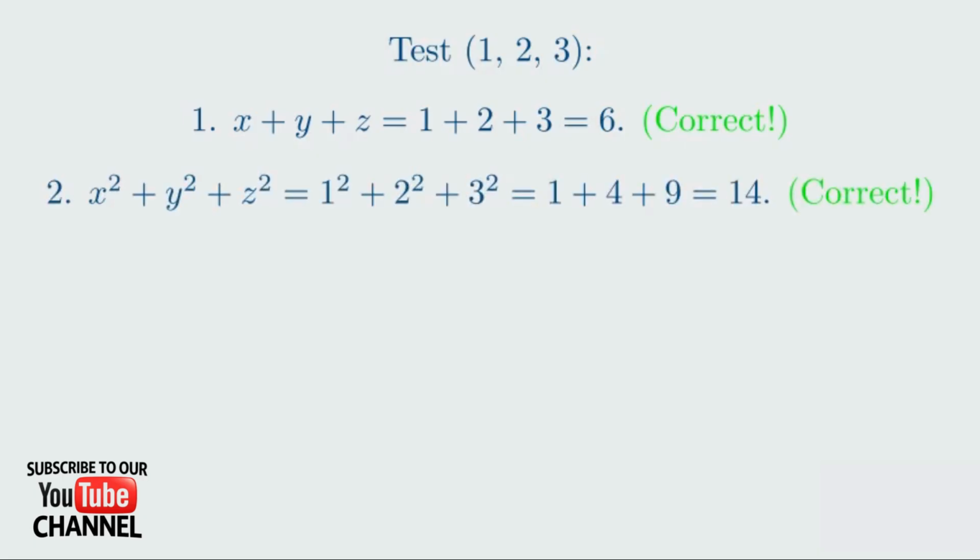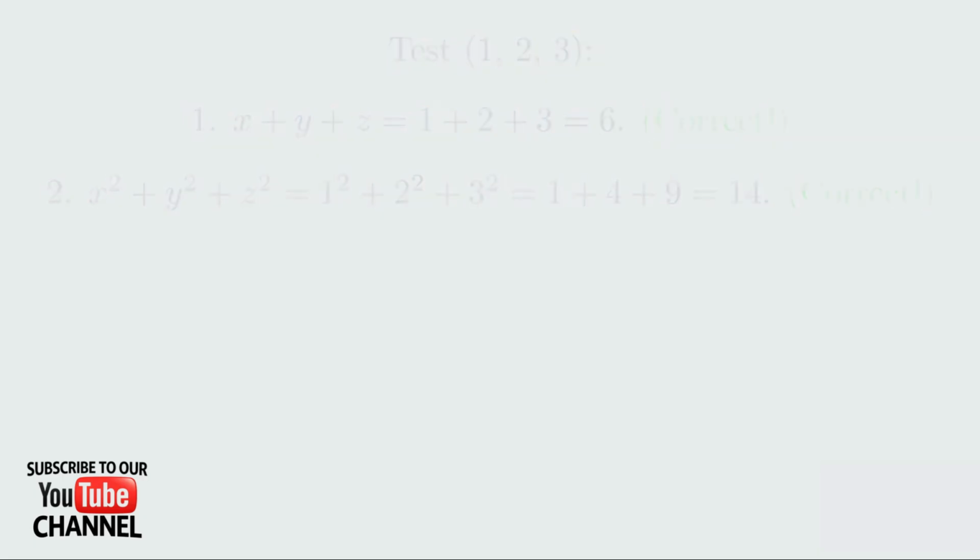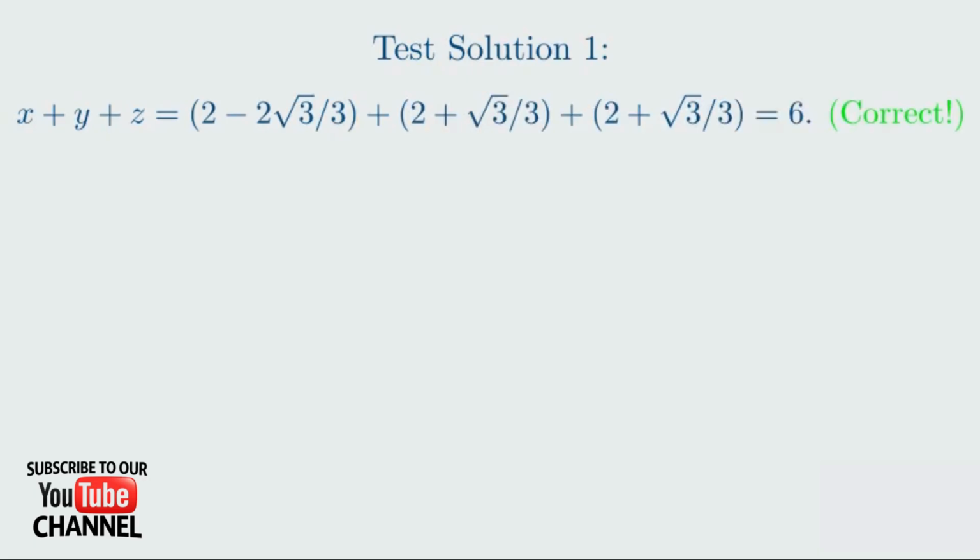Let's take a final step and confirm that these solutions actually work by plugging them back into the original equations. Let's take the integer solution (1, 2, 3). Now let's test one of the radical solutions. Let's use solution 1, where y equals z. First, the linear equation: x plus y plus z equals the first term plus the second term plus the third term. The square roots of 3 over 3 cancel out, and we are left with 2 plus 2 plus 2, which is 6. This is correct.